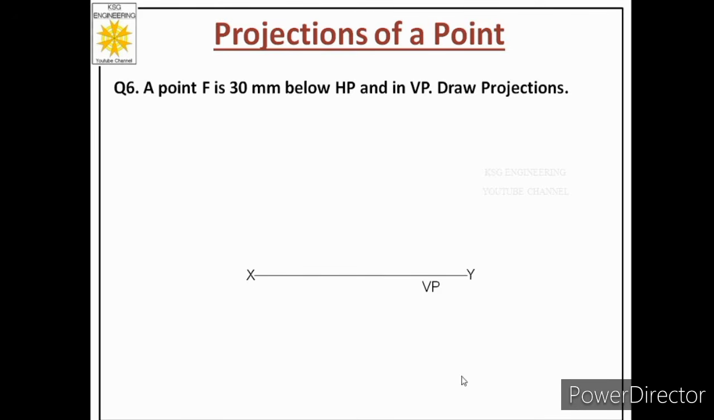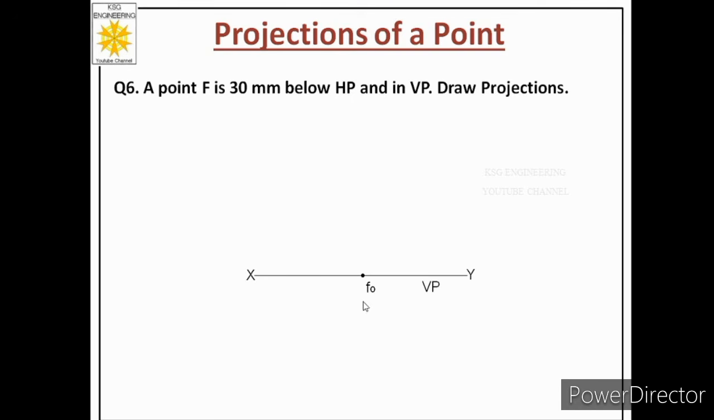Okay, the next step is that we will mark a reference point on the line. We will call that small letter f naught. Then we will read the statement. Now the statement says 30 mm below HP. That means we have to plot it on the opposite plane, that is VP. So where is VP? VP is shown below the reference line.